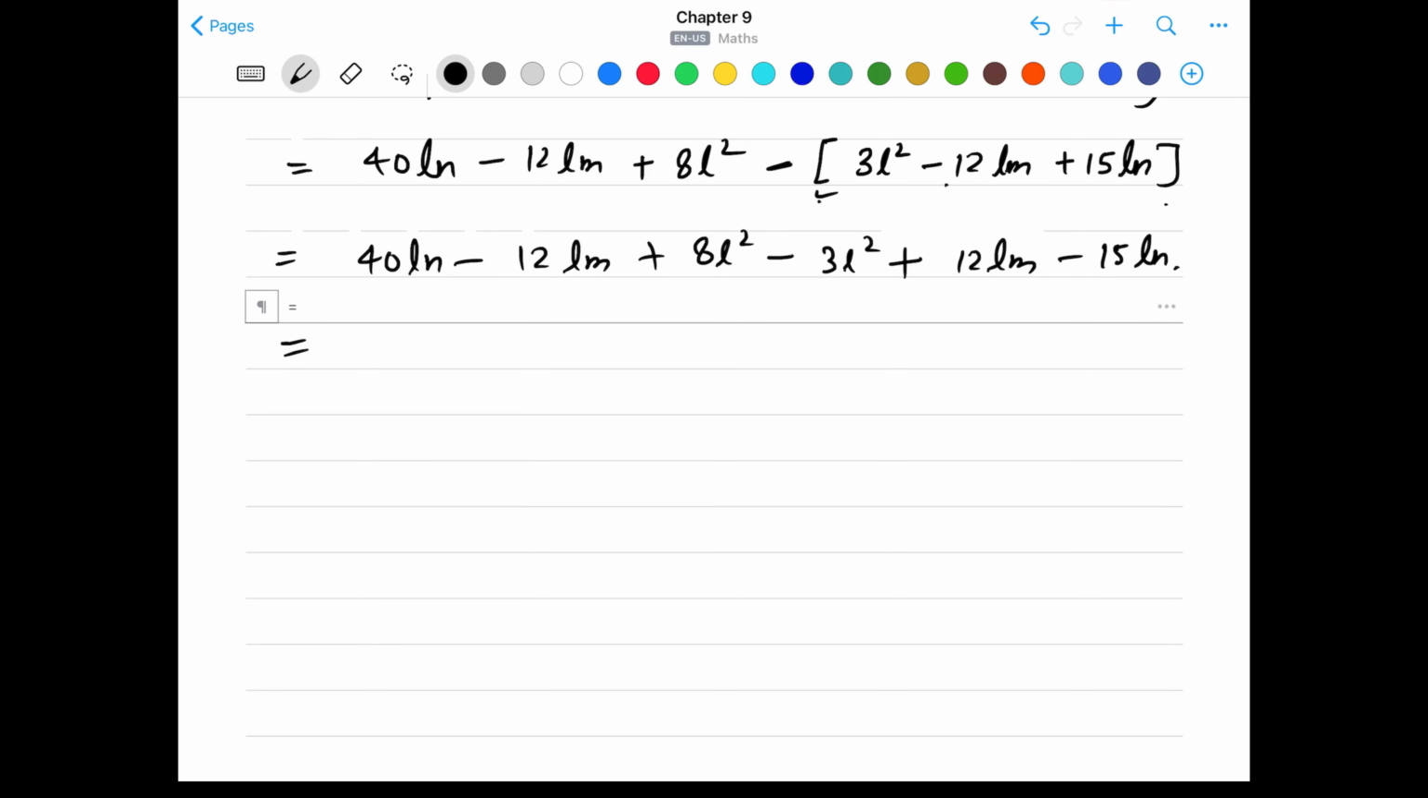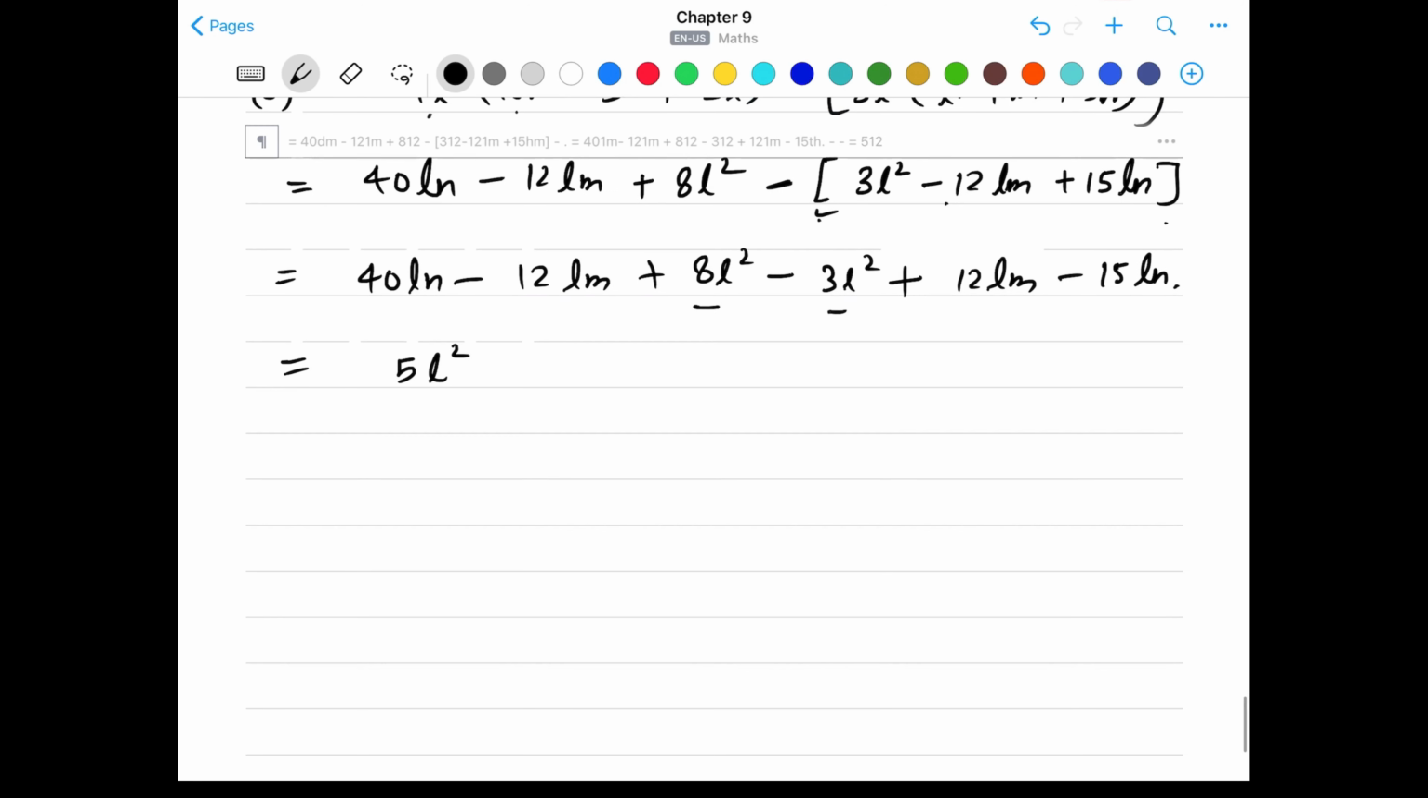Okay, now we'll find the like terms and unlike terms, and then we are going to add or subtract them. We have plus 8l square and minus 3l square, this will result as 5 l square. Now you can see we have ln and ln here, so 40 ln minus 15 ln will give us plus 25 ln, and here we have minus 12 lm and plus 12 lm, they will be cancelled out. So what we get in their place is 0. So what we are left with is 5 l square plus 25 ln. So that's our required answer, as these two terms will be cancelled out.